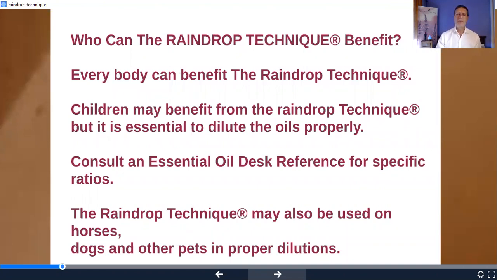Children may benefit from the raindrop technique, but pay attention, you have to dilute the oils properly. So remember, as I told you before in the other webinars, 1 drop of essential oil and 1 drop of V6, or a base oil like almond oil, olive oil, coconut oil, or sesame oil. It's very important to dilute, never put it pure. Normally you can consult the Essential Oils Desk Reference. It's a book that you can get, and everything is explained on how to do it correctly, properly. Normally we use it pure for adults, and we have to watch for discomfort in the skin, and we'll talk about this later, okay.